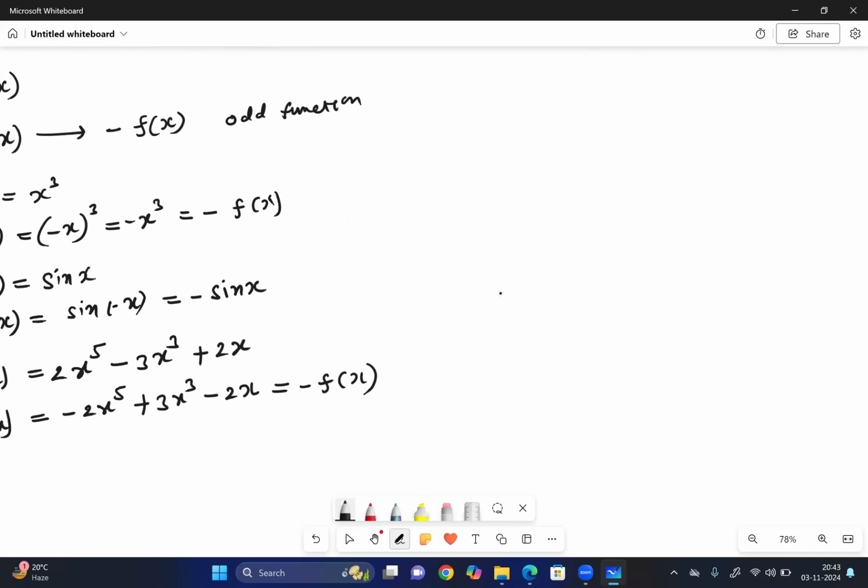And if we draw the graph of these functions, let's say the graph of x cube, it is something like this. Like this. Right. And can you see, whatever value I'm putting for positive x, I'm getting the same but negative y values for the negative x values. Right? So that's an odd function.